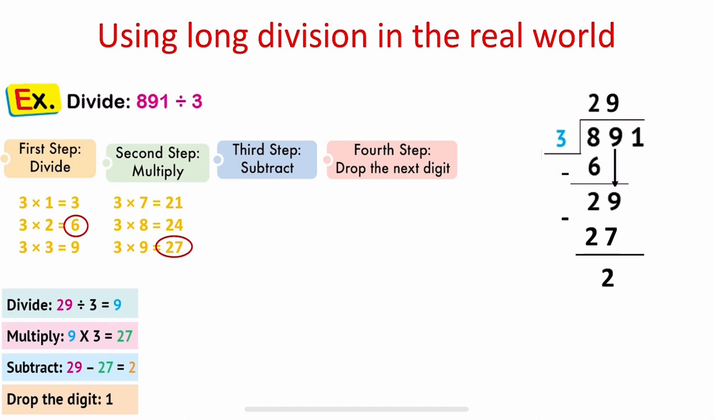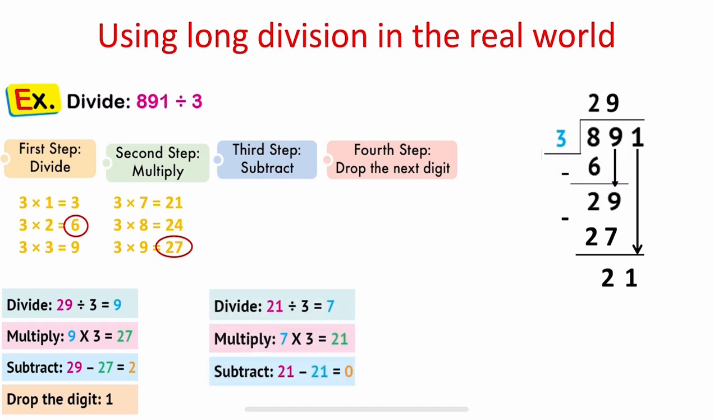After subtraction we bring down. We have 1 to bring down, so we put 1. Now we look for 21 and we have 21 here. So we put 21 and we put 7 up. After putting 7 up we subtract. 21 minus 21 is 0, so we have no remainder. So the quotient will be 297.